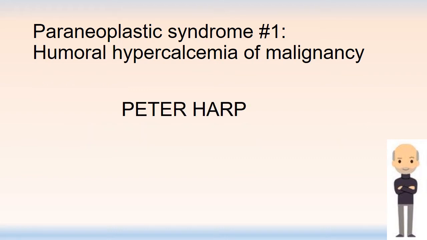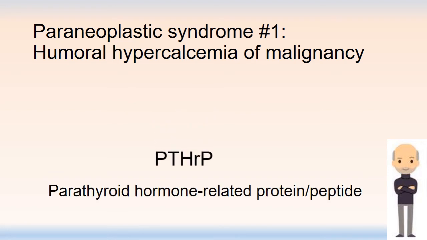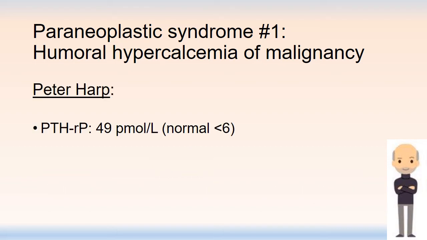So with Mr. Peter Harp, we decided to do another test. And the test we do is PTHRP, parathyroid hormone-related protein, sometimes called parathyroid hormone-related peptide. And sure enough, the PTHRP shows an elevation of 49. This is very suggestive of humoral hypercalcemia of malignancy.